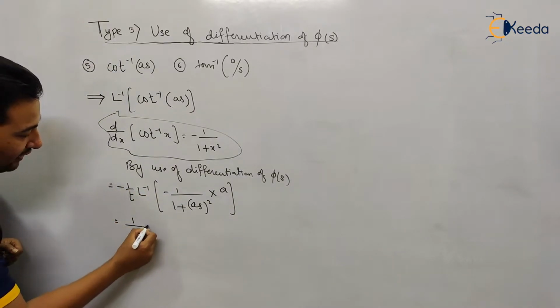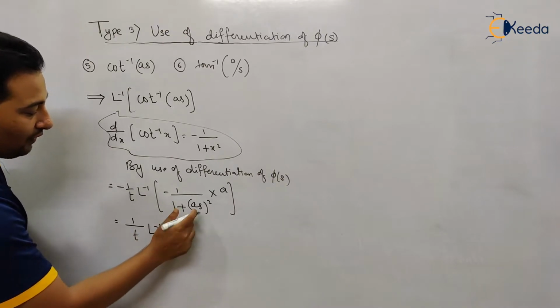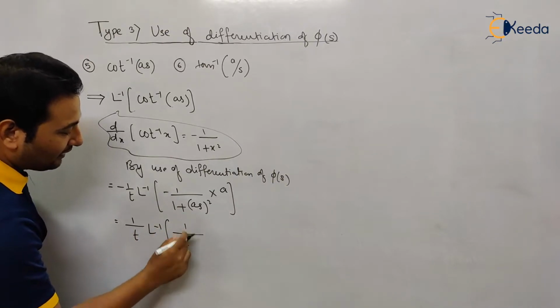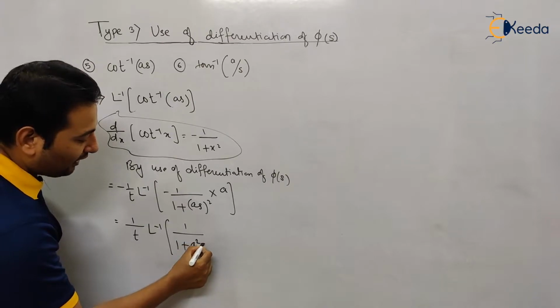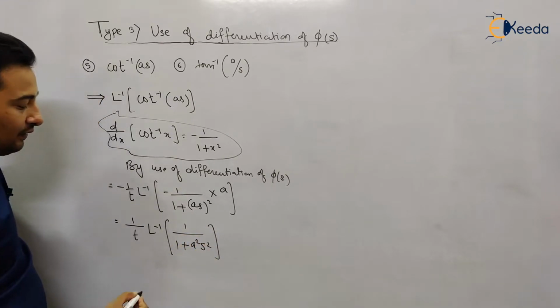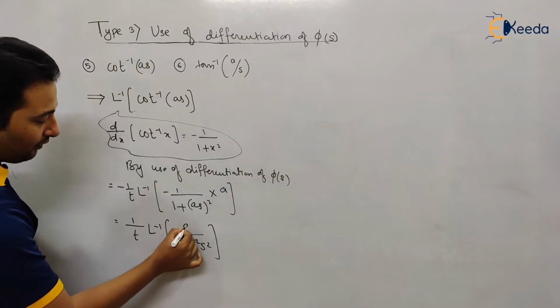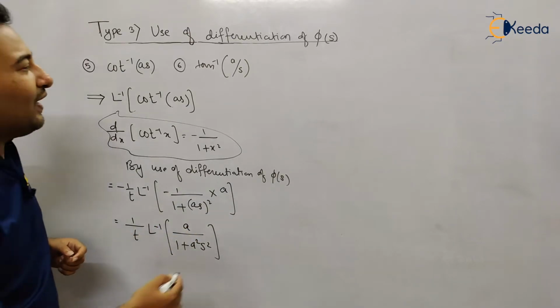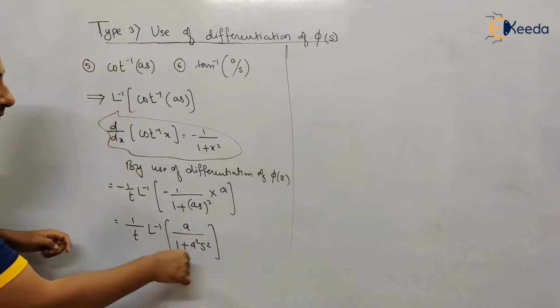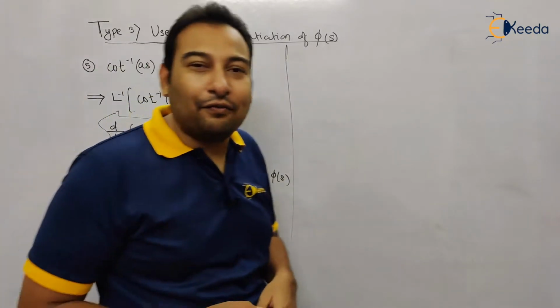This is 1 upon t Laplace inverse of 1 upon 1 plus a square s square, and in the numerator it is a. Please tell me how to find the Laplace inverse of this particular term. Any formula we have for this?